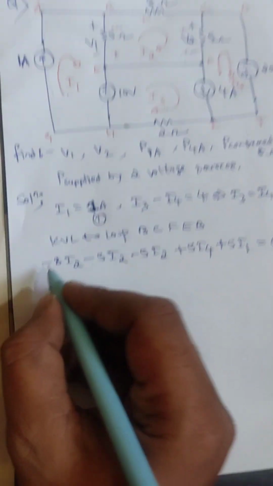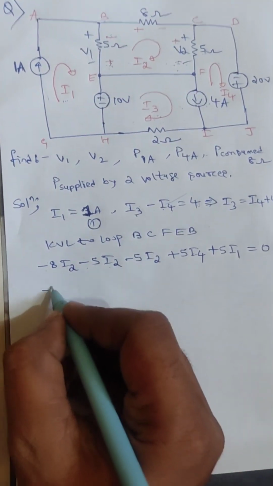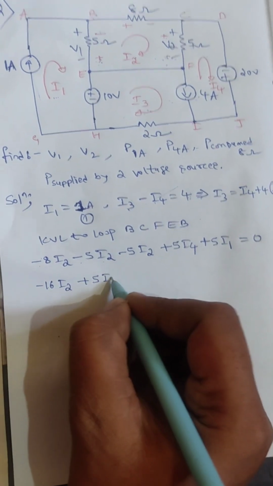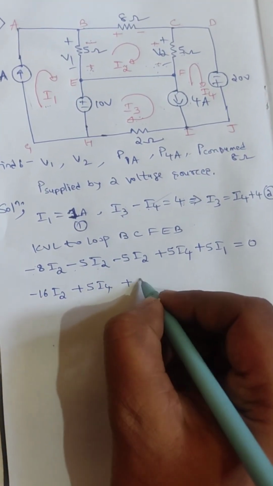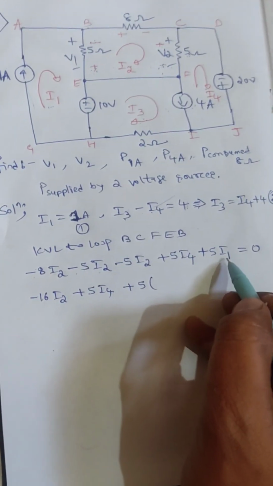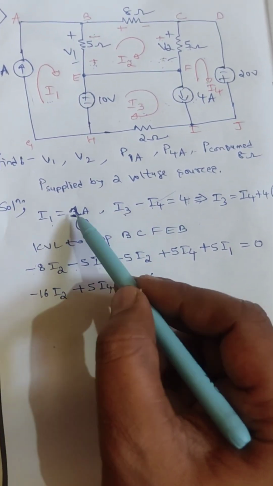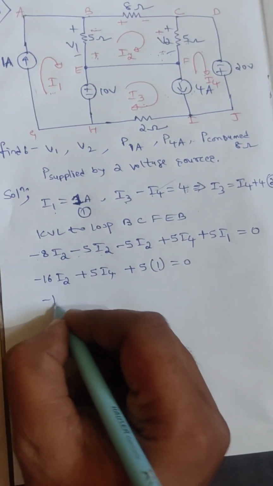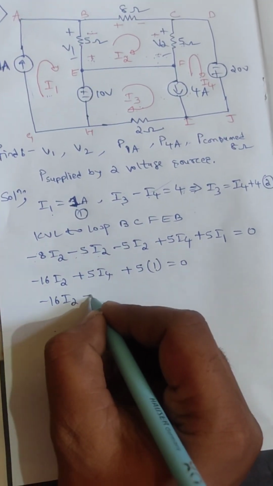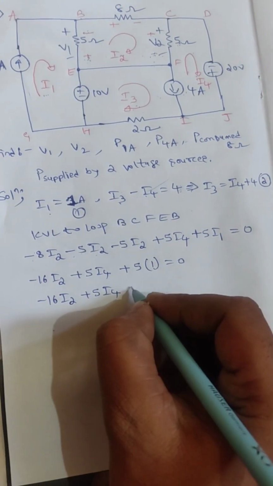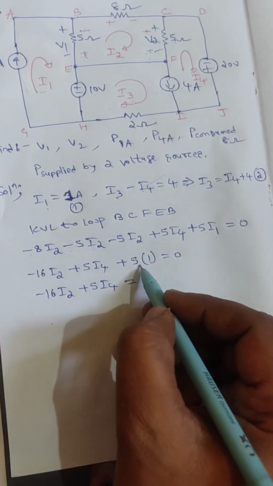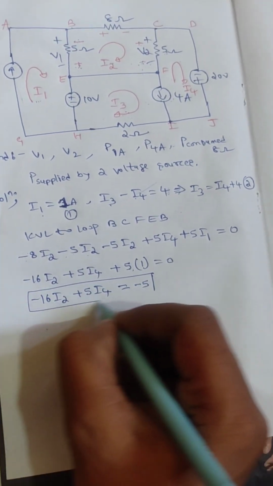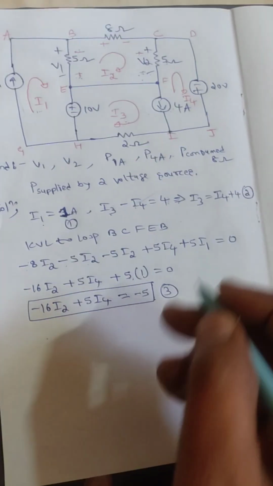Now simplify this. Minus 8, minus 5, minus 5. This becomes minus 16 I2. Plus 5 I4 plus 5. Now the I1 value is there. I am taking the value of I1. What is the value of I1? 1 ampere. Now we can write minus 16 I2 plus 5 I4 is equal to 5 into 1, which is 5. I am taking it to the right side. That becomes minus 5. So take this equation number as 3.